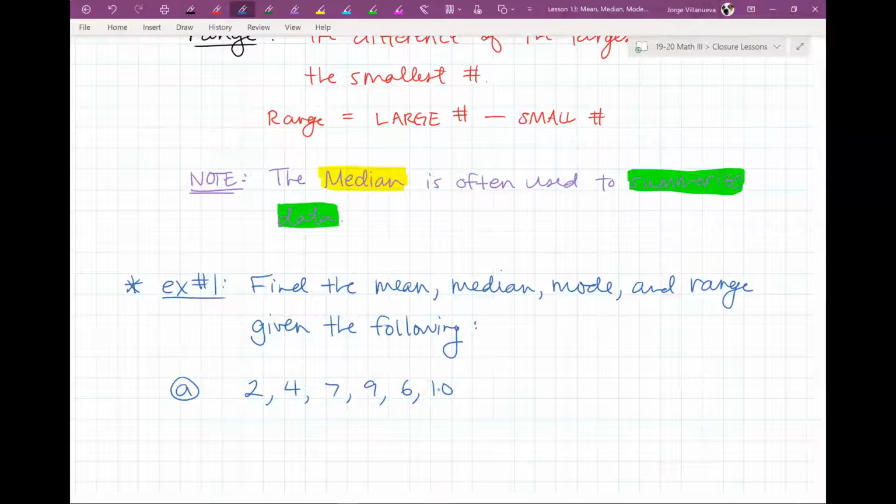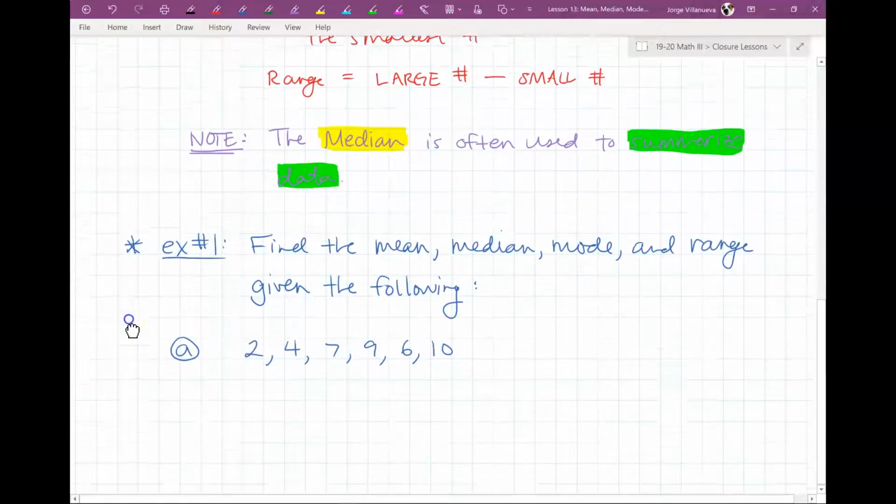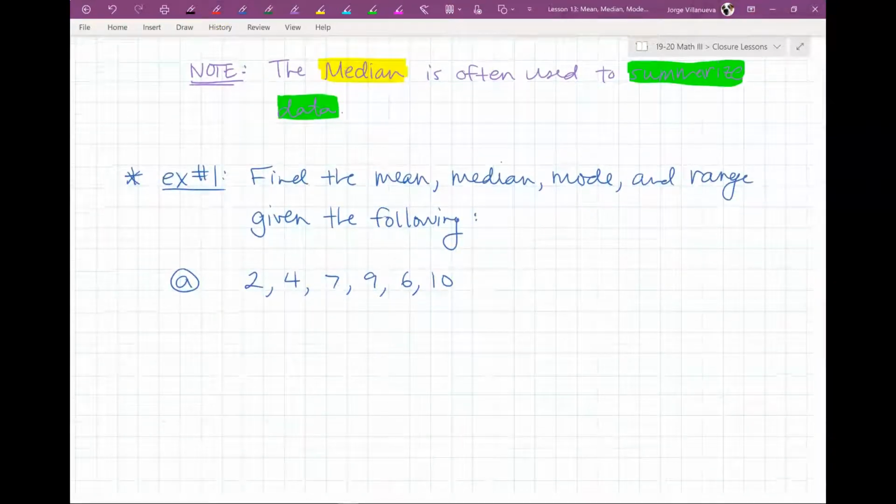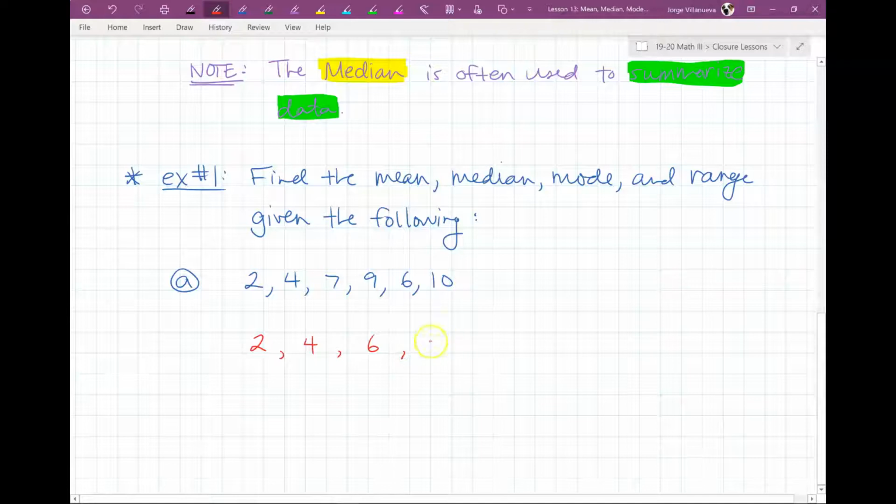Now, remember I told you guys, step number 1, organize this. So let's write it out. 2, 4, 6, 7, 9, and 10. And make sure you wrote the same number of digits. So there were 6 to begin with. I have 6 in order. So there we go. Now let's find the mean.